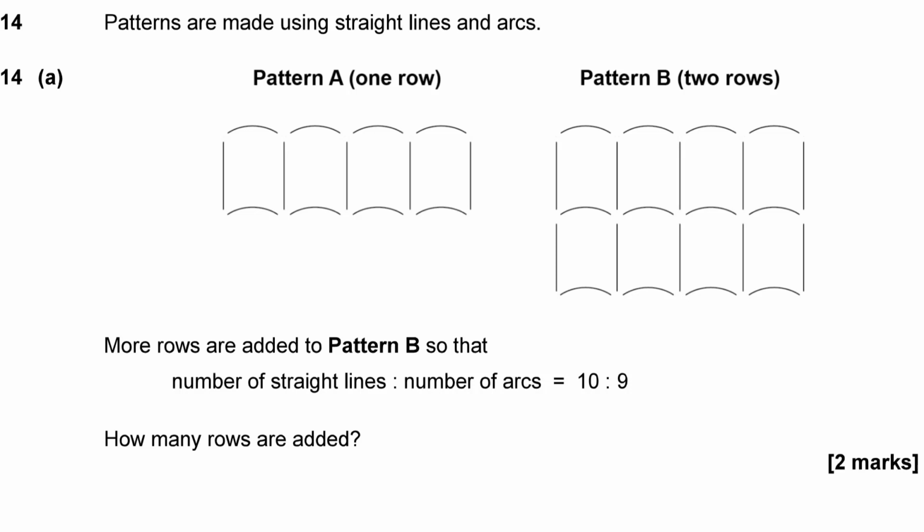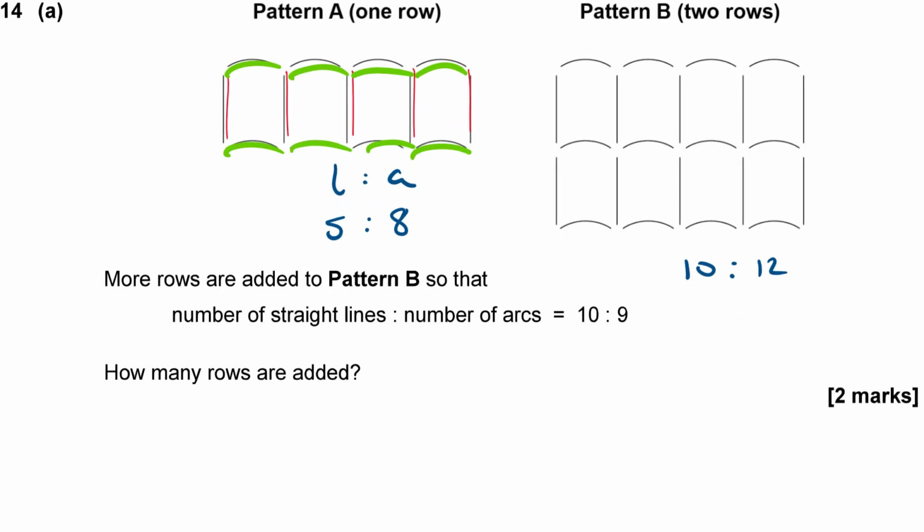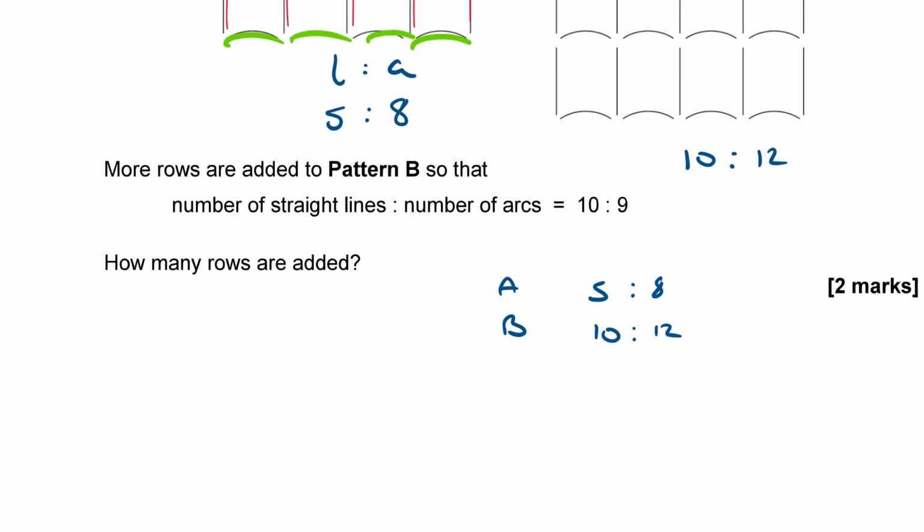Okay, so we've got straight lines and arcs. So lines to arcs in this first pattern, I've got 1, 2, 3, 4, 5 lines, and I've got 1, 2, 3, 4, 5, 6, 7, 8 arcs. So the ratio of that first one is 5 to 8. In my second one, I've got 5 more lines, haven't I? So that doubles up to 10. And then arcs, I've got 1 extra row, so 4, 8, 12. It goes from 10 to 12. So my sequence then of pattern A, or 1 row, to pattern B is 5 to 8 goes to 10 to 12. Now 10 to 12 cancels down, and I think our 10 to 9 will cancel down.